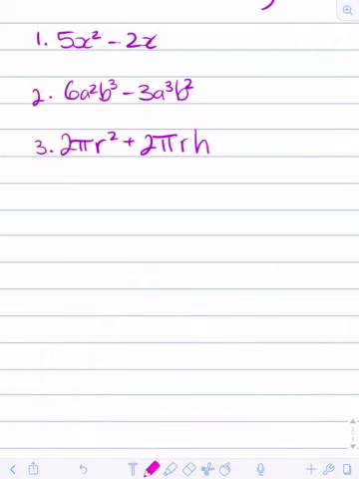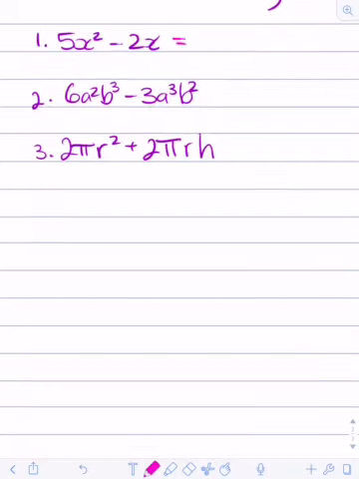So you have 5x squared minus 2x. Now 5 and 2 don't share any common factors other than 1, but they do share x. So this is the same as x. What else do we need to get to 5x squared? We need another 5x. And what do we need to get to negative 2x? We need another negative 2. So that's that answer there.